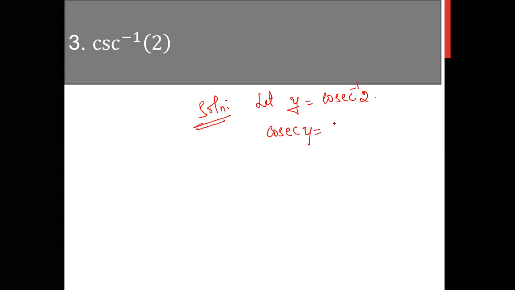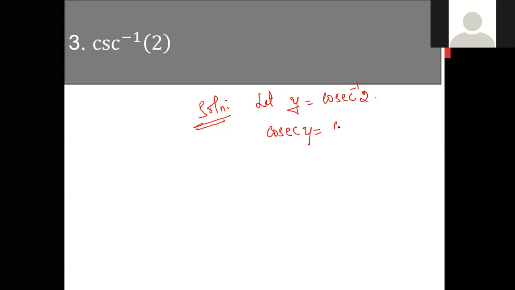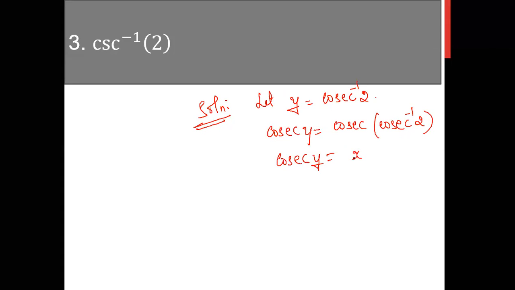Yes, some have got the answer. Pi by 6. Good. So cosecant y is equal to cosecant of cosecant inverse x, which is 2 here. Many of you are answering. Good, students. At what angle cosecant takes the value 2? Pi by 6. So cosecant y is equal to cosecant pi by 6. So y is equal to pi by 6.